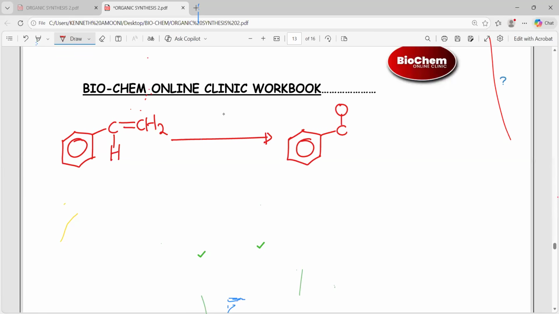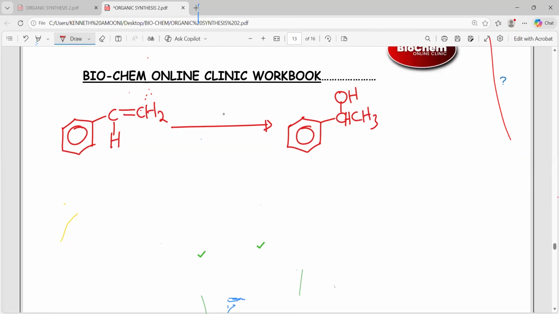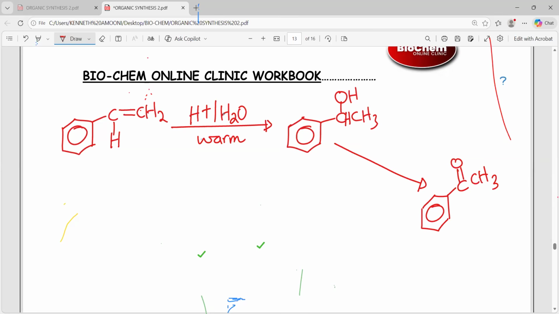We can form an alcohol like that. That is the alcohol we have formed. Then how are you forming your alcohol? We are using acidified water, and then you warm. And then after that, you're going to form a carbonyl compound. How are you forming the carbonyl compound? Using a strong oxidizing agent. And we said you always have to heat.